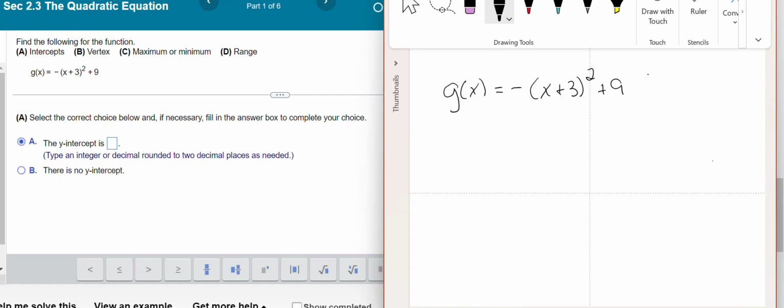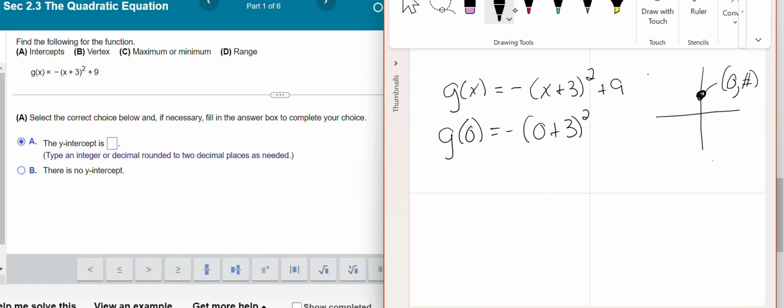Now, they want the y-intercept, so I'm going to draw a little Cartesian plane here. And let's say this is my y-intercept. This ordered pair is going to be 0 for the x and some number for the y. That means I'm going to put 0 in for x to get my y value. This is function notation, so all I'm going to do is put 0 in for x and rewrite my equation. Let's do some solving.